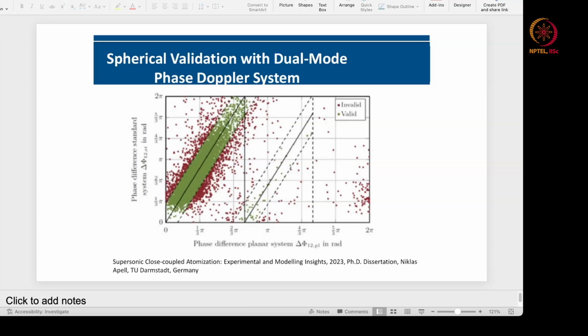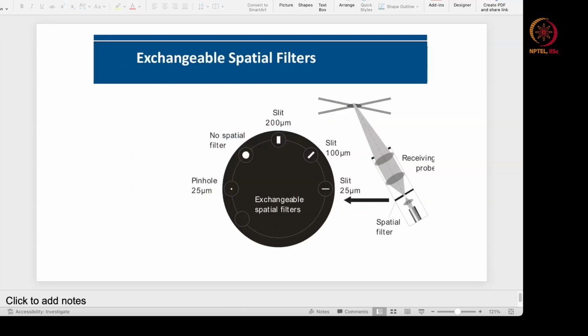All right. So that is the key thing. Now you also use what we call spatial filters. And we will see why we do that. For example, this is with no spatial filter. This is with a slit filter. This is another slit, a slit which is placed horizontal.